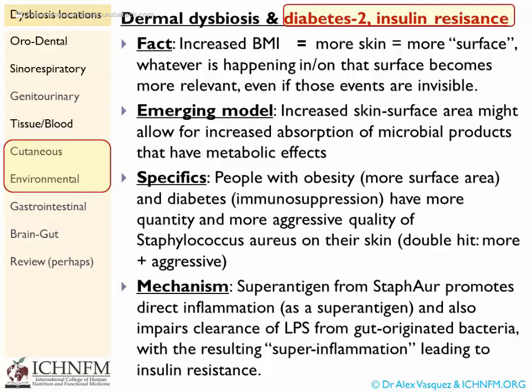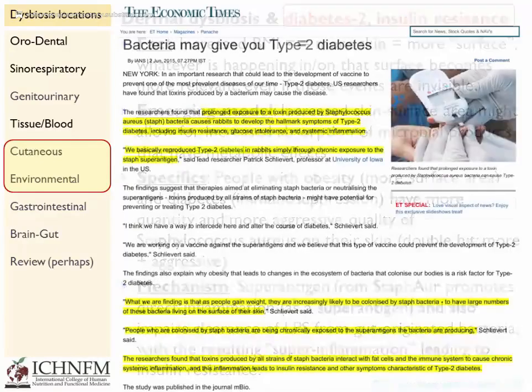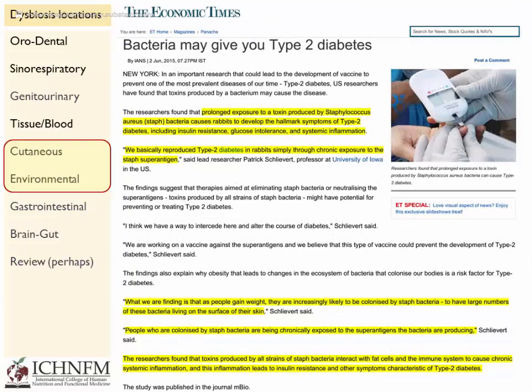So now that we've said that, and we've kind of proposed the model, let's take another look at the supporting data. This is just a press release, a popular article in Economic Times. This is obviously not a medical reference, but I wanted to use it because it kind of breaks down the research into easily understood and explainable language. Title of this from June of 2015 is Bacteria May Give You Type 2 Diabetes. So I'm just going to read to you some highlights and quotes from the authors.